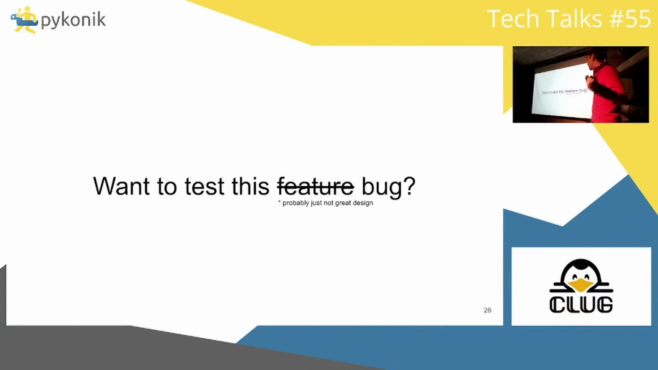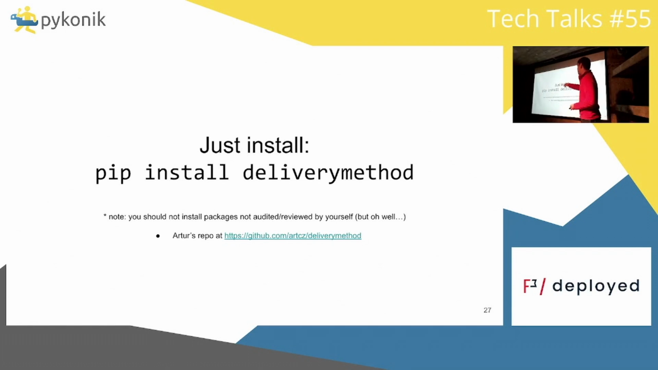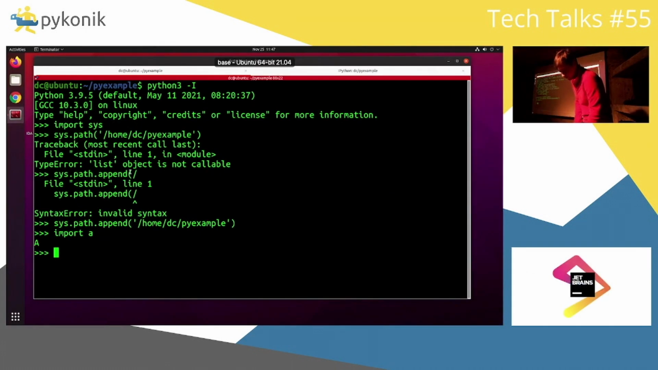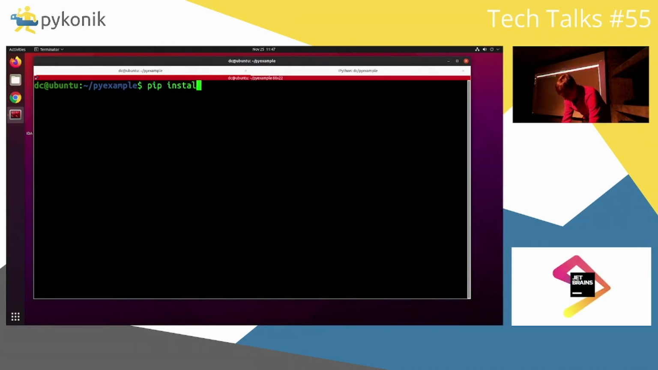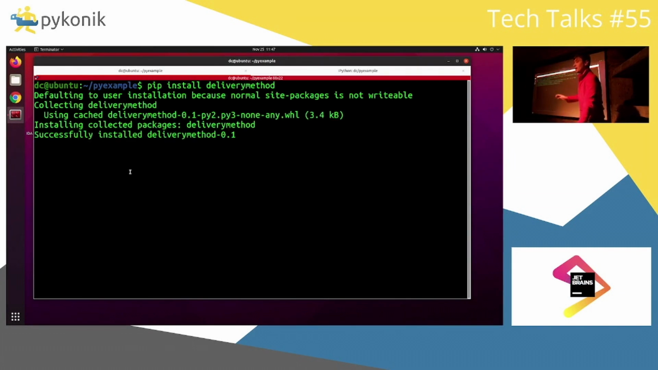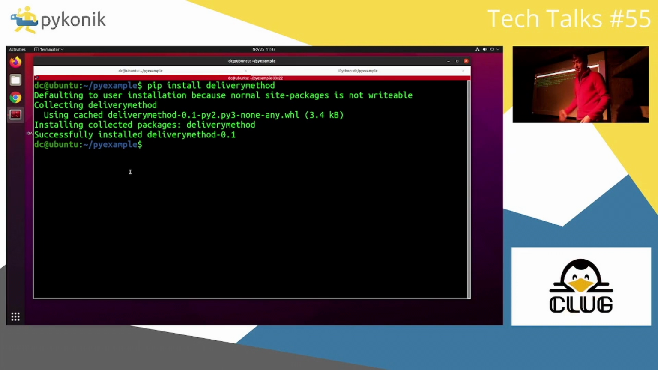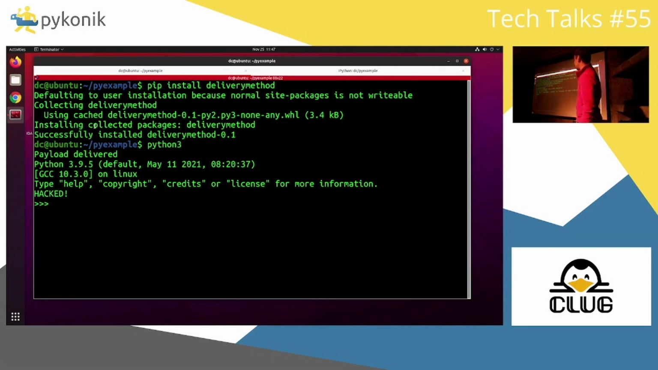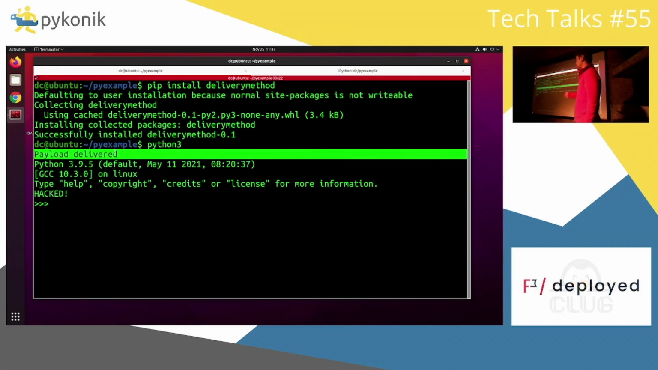So do you want to test this feature or bug, or maybe you should call it just not a great design? You can just execute pip install delivery method. Except you probably shouldn't, because that's called execution as a service, but we can do that. And by the way, that's a package written by Arthur. He has it on his GitHub. So we install this package, and now whenever we execute Python, this payload delivered is executed. That's the code that was inserted by Arthur into his package.